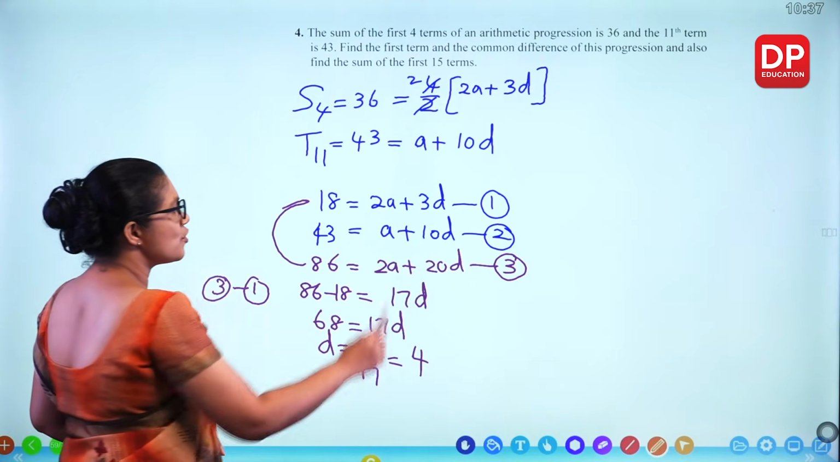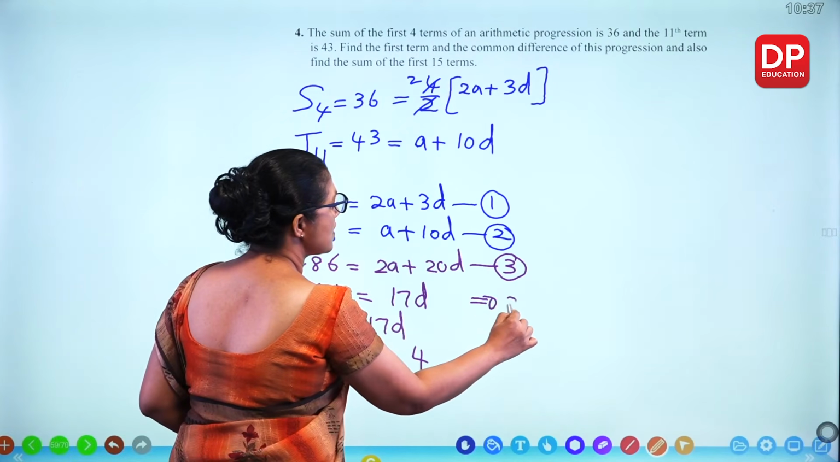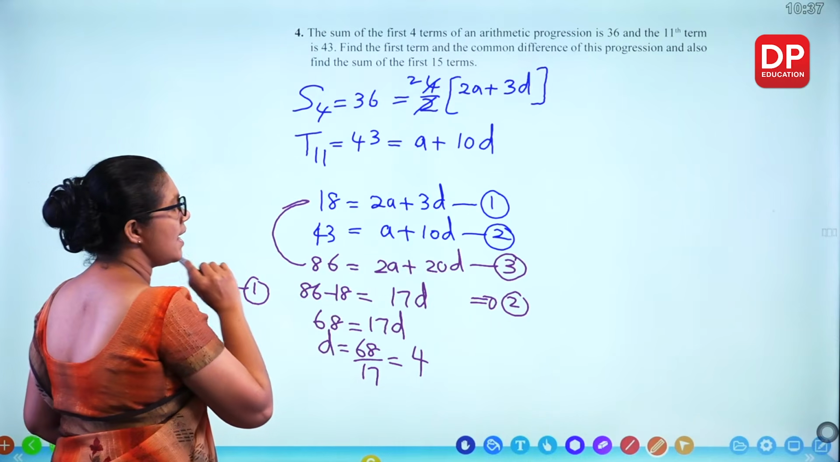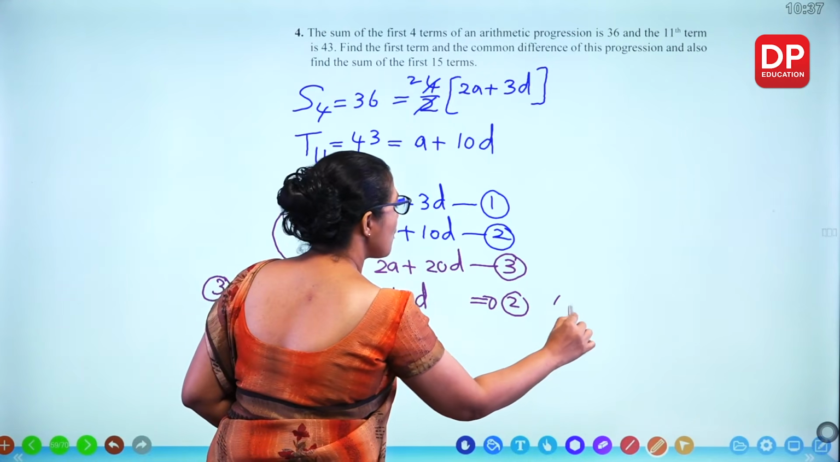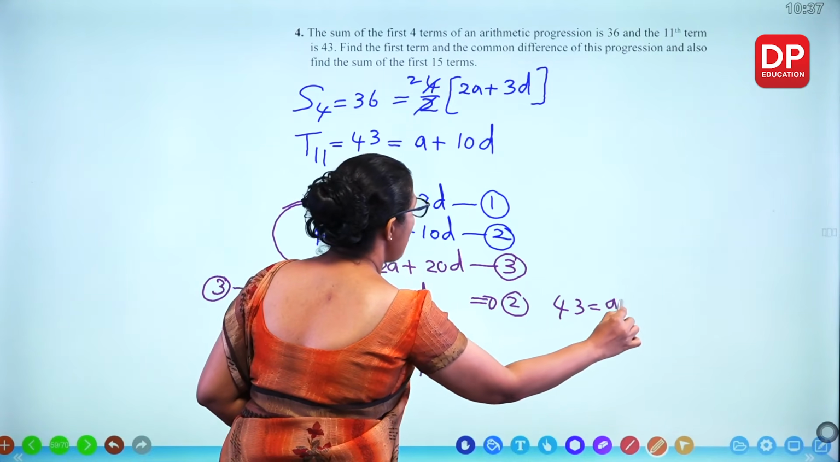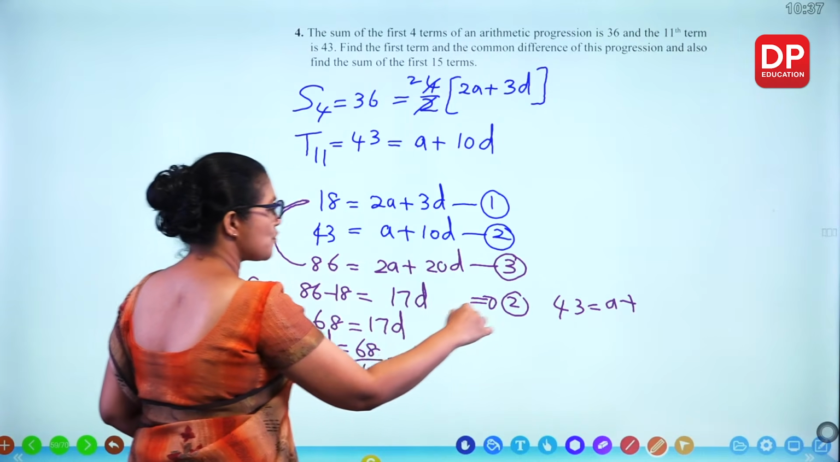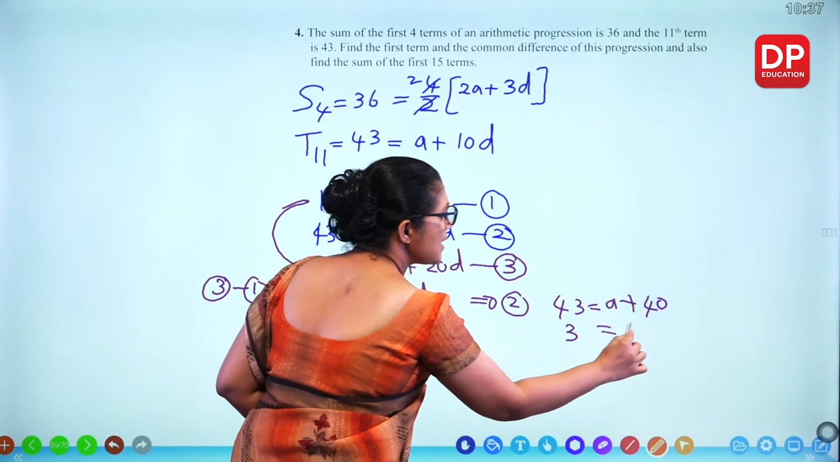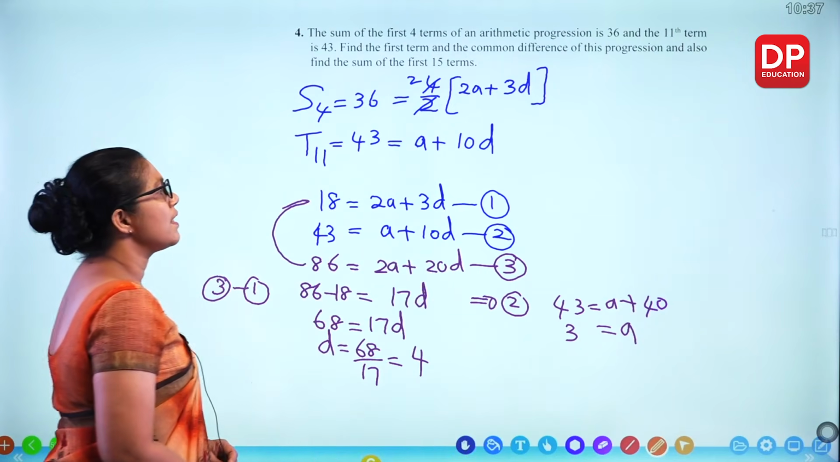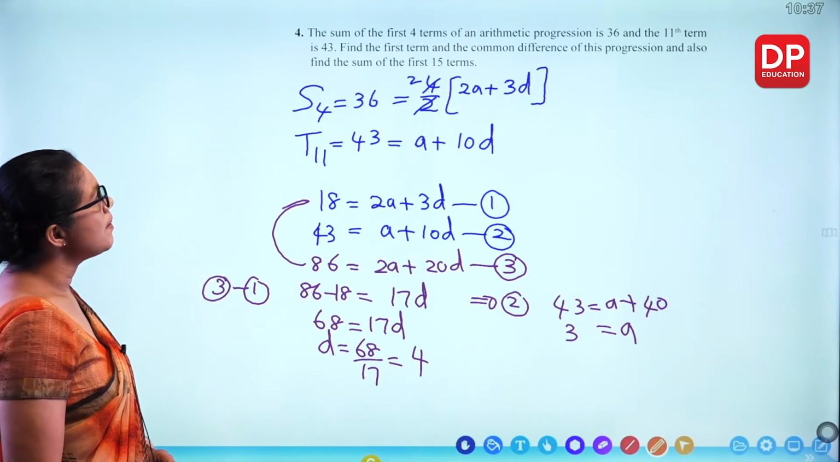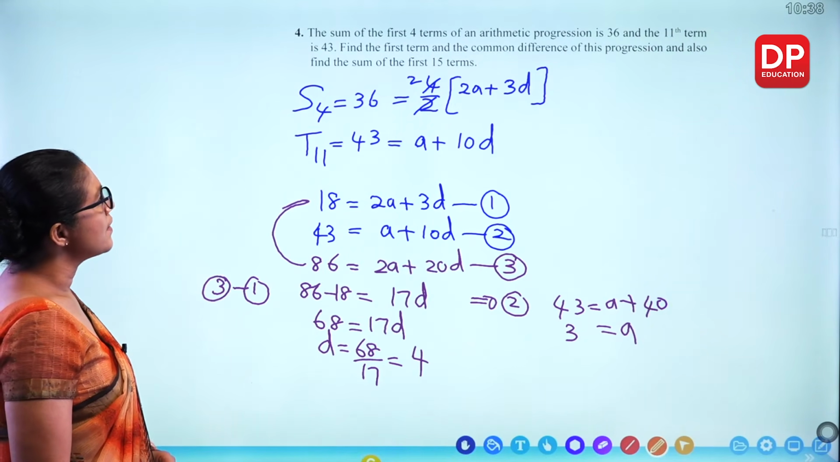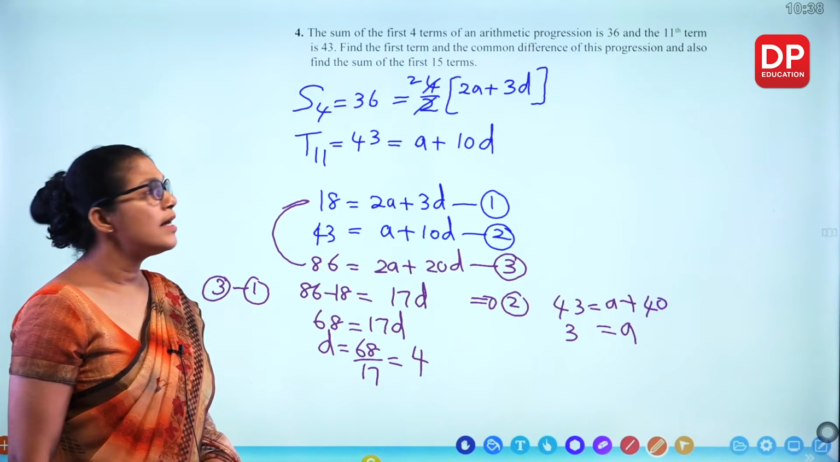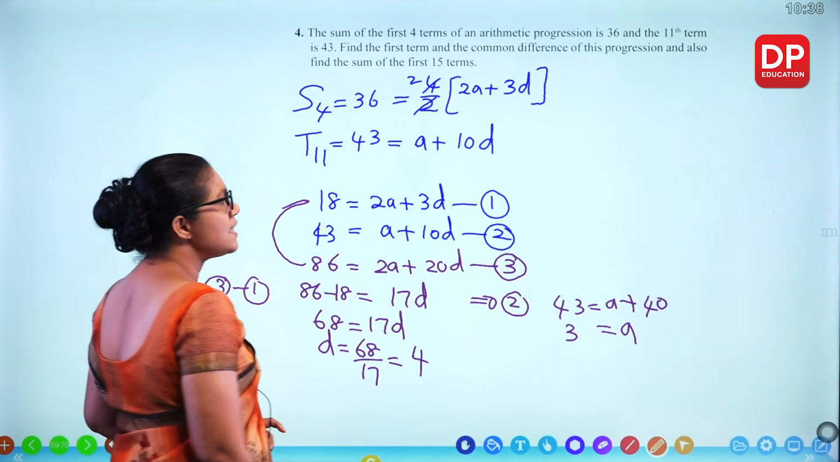Now we know D equals 4. You can substitute to one of the equations and get A. I'll take 2. 43 equals A plus 10 times 4, 40. Subtract 40, you get A equals 3. Now we know the first term and the common difference, and you are asked to find out the sum of first 15 terms.